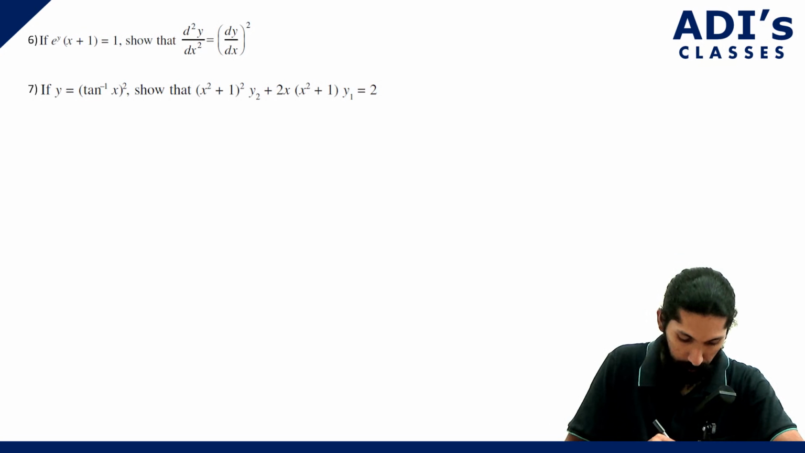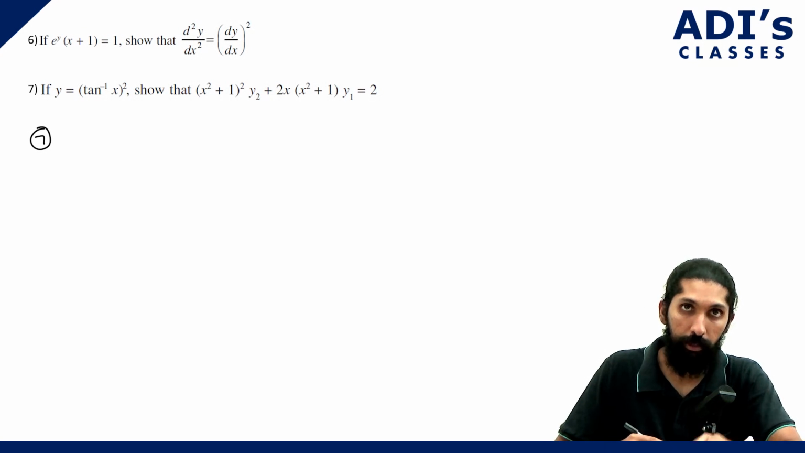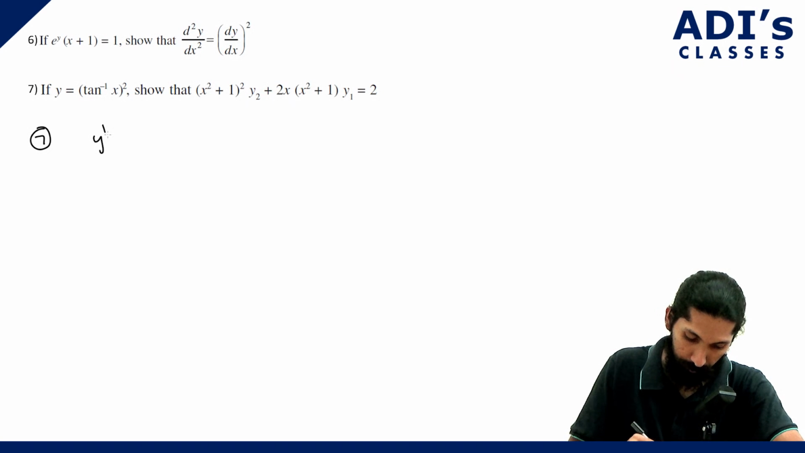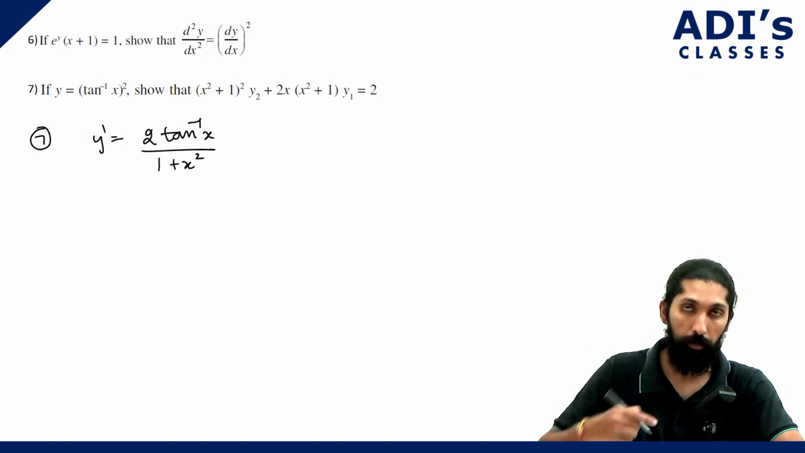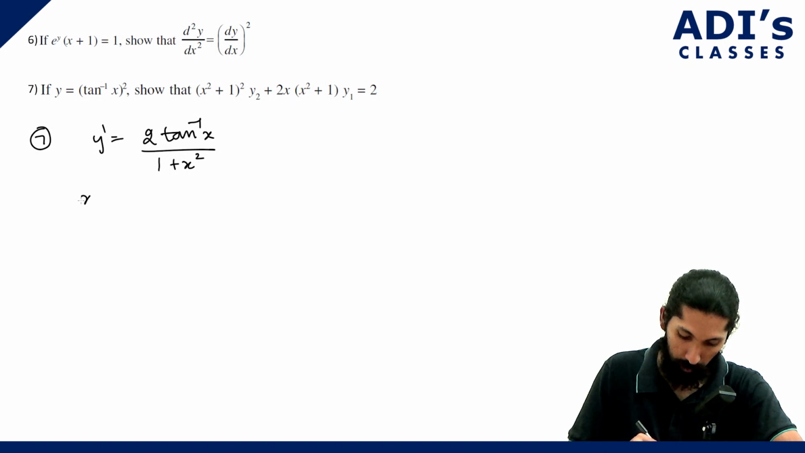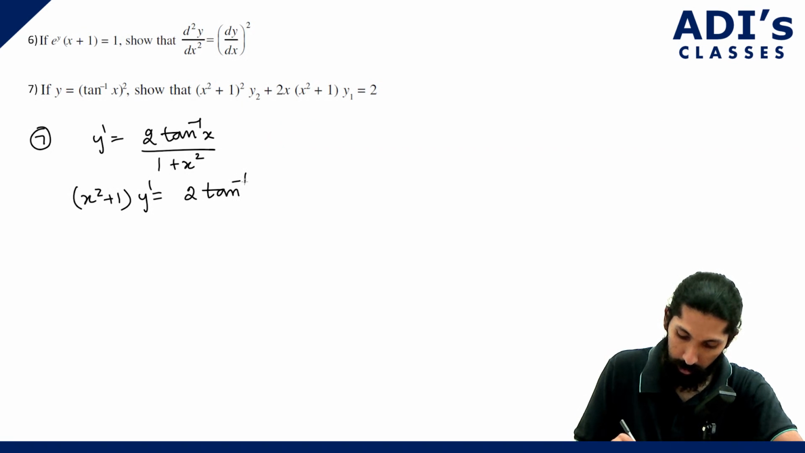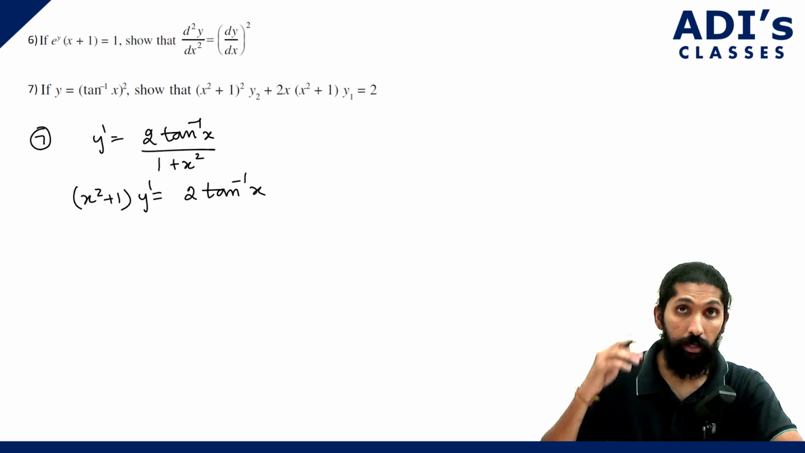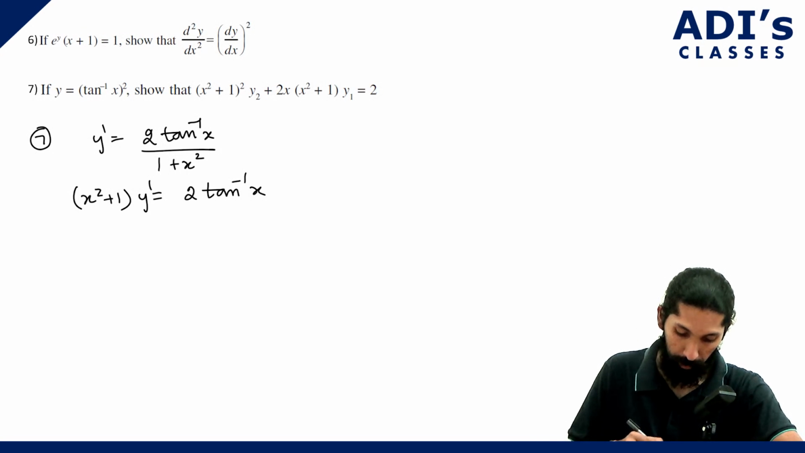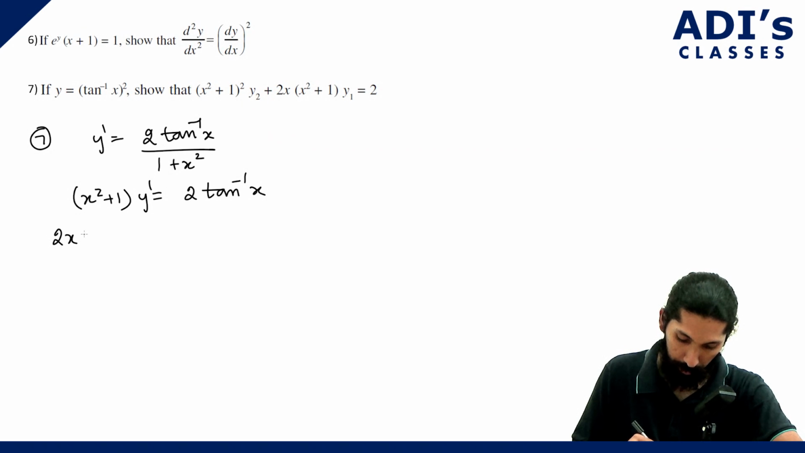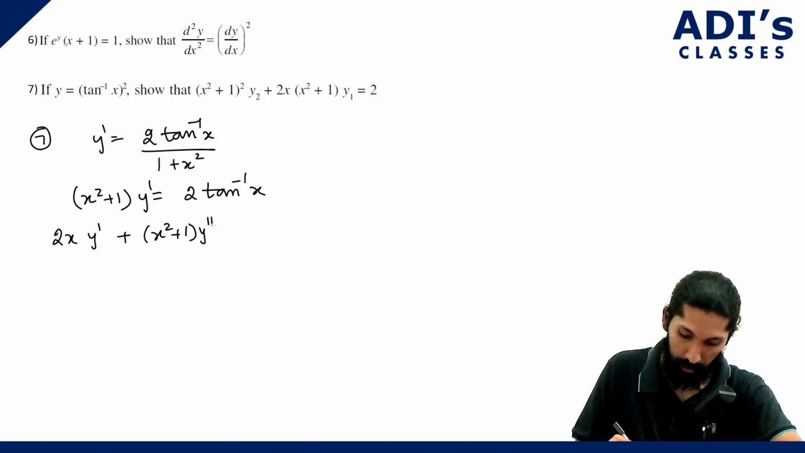See here, first differentiate, normally differentiate. So you get y dash 2 tan inverse of x divided by 1 plus x square, correct? Cross multiply, you'll get x square plus 1 into y dash is equal to 2 tan inverse x. Again differentiate, double derivative. So if you do double derivative, 2x into y dash plus x square plus 1 into y double dash 2 divided by 1 plus x square.